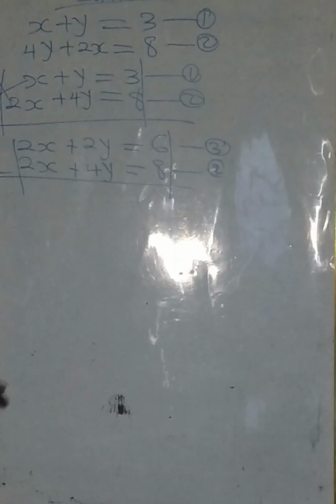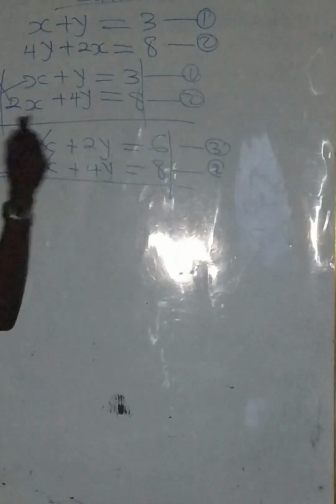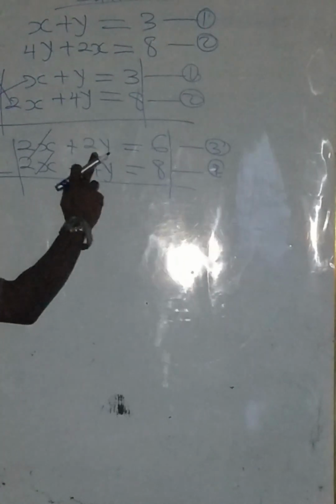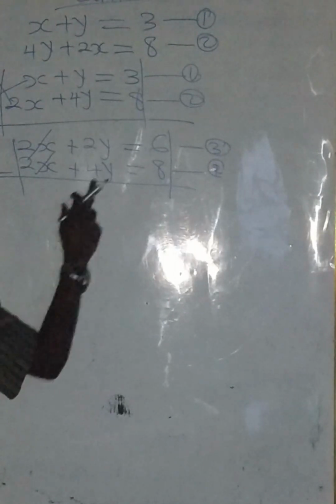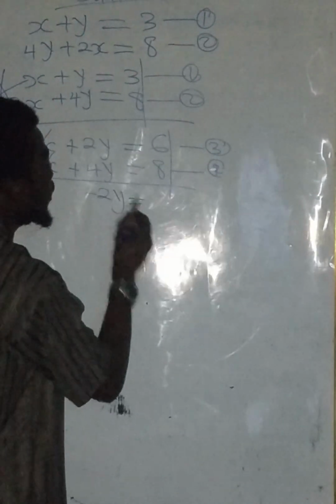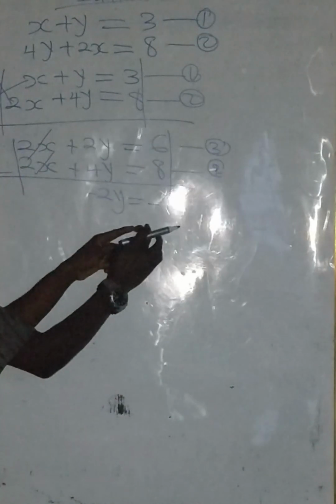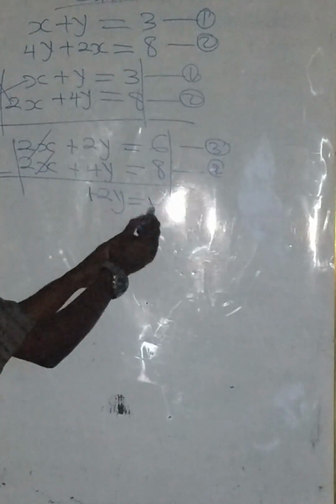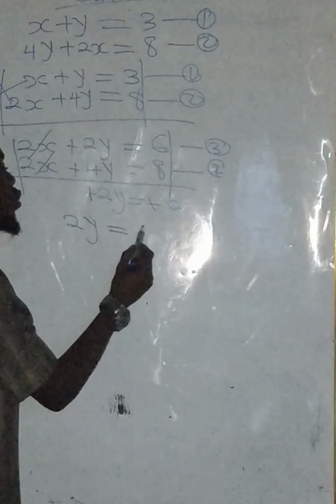Subtract. Good. You have 2x subtract 2x, which is 0. Now again, the coefficient of y is 2, so 2y minus 4y is minus 2y, equal to 6 minus 8, which is minus 2. Since we have an equal sign here, the negative and negative cancel. We now have 2y is equal to 2.